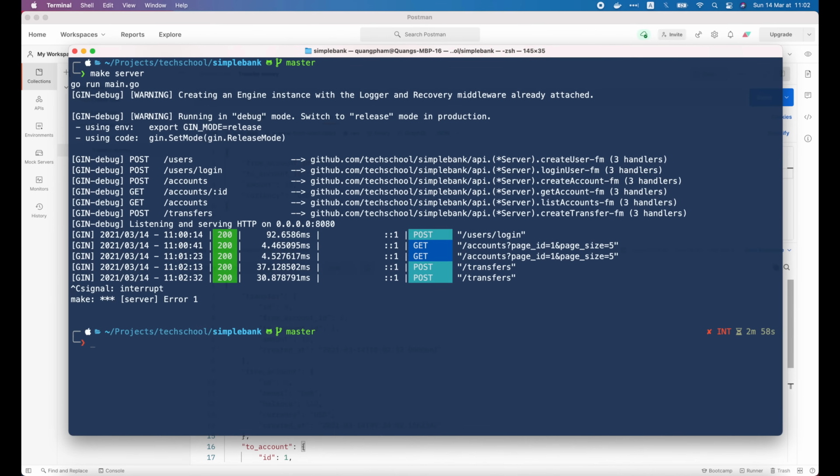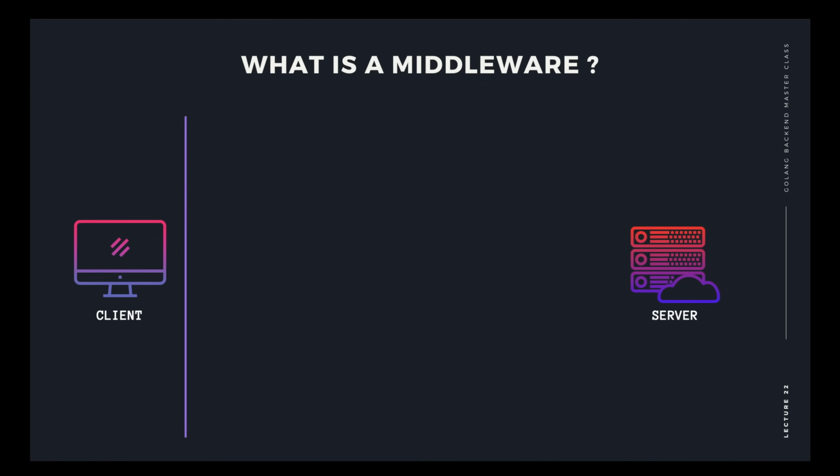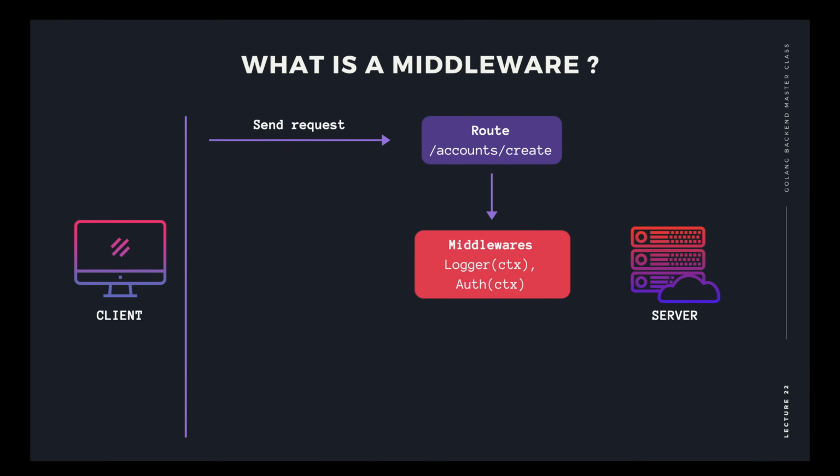Okay, so that's what we're gonna do in this lecture. We will learn how to implement a Gin authentication middleware to authorize API requests. But what is a middleware and how does it work? Well, it's pretty simple. Basically, the client sends a request to a specific API route on the server. The request will go through the middlewares first, such as the logger middleware or authentication middleware.